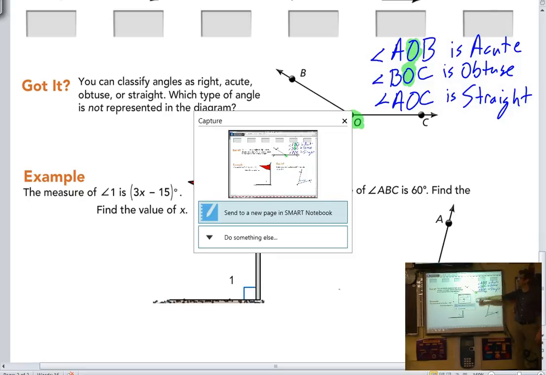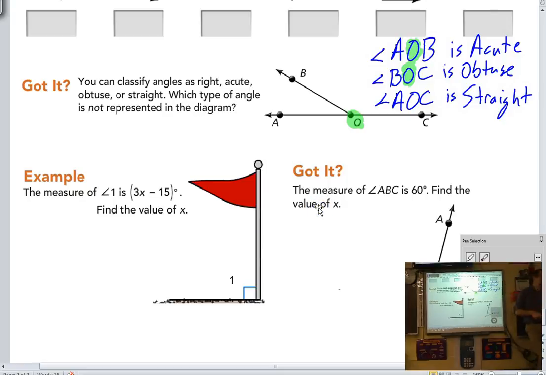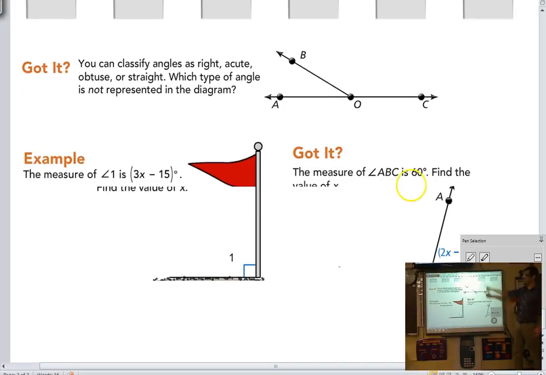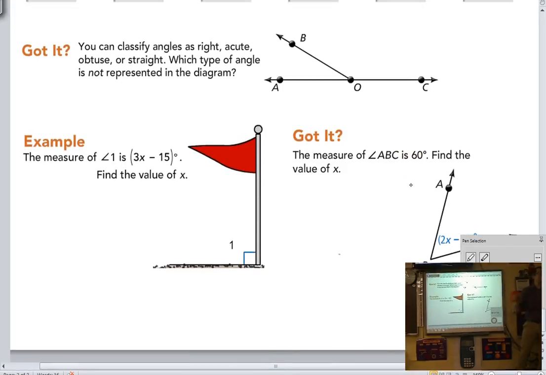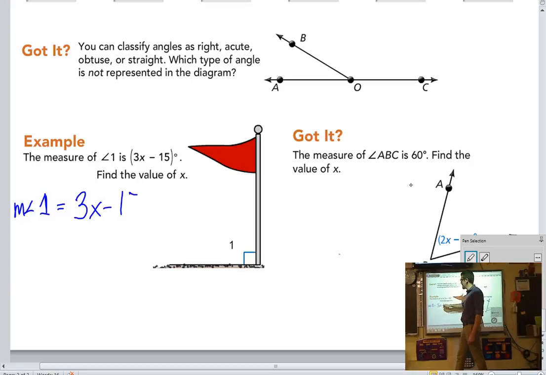Now we're going to tie the algebra into the geometry. So you see a flag, and you know that the flagpole is supposed to be perpendicular with the ground. Perpendicular means they meet at a 90-degree angle. So we see angle 1 here is perpendicular, it's a right angle, and then we get told it's 3x minus 15. So go ahead and write the measure of angle 1 and try to leave yourself some space here. It's 3x minus 15. But we see that it's equal to, what's this box tell me? How many degrees? 90, right?